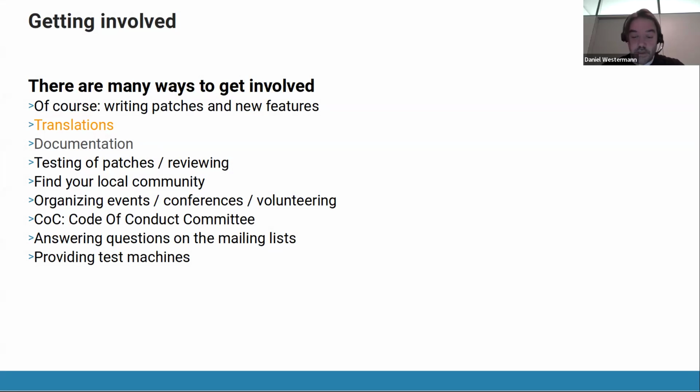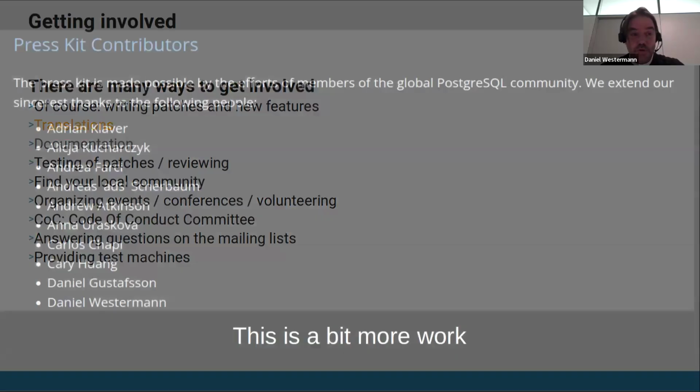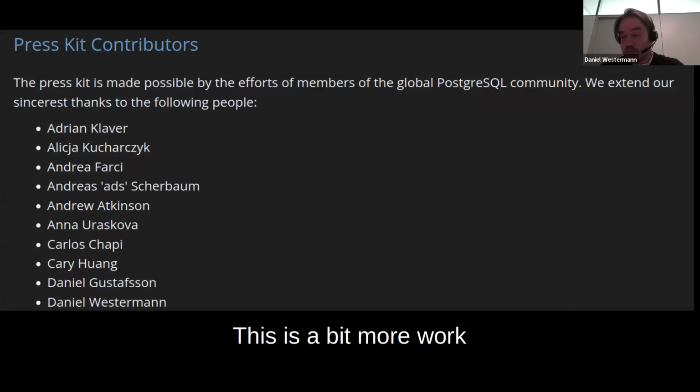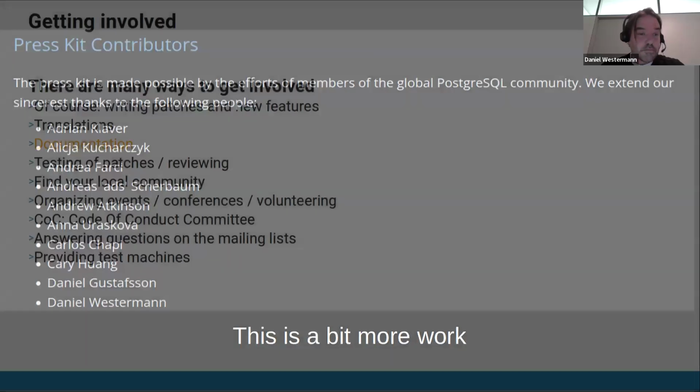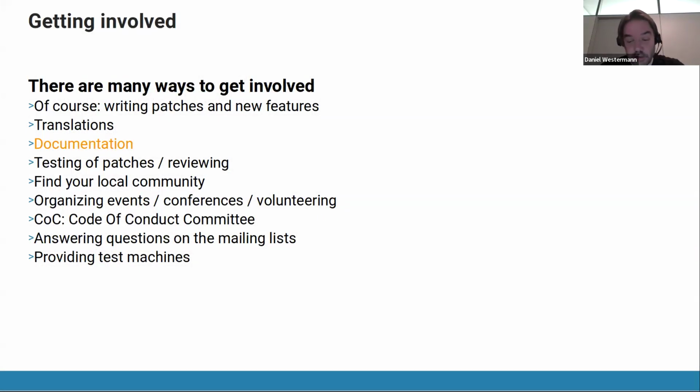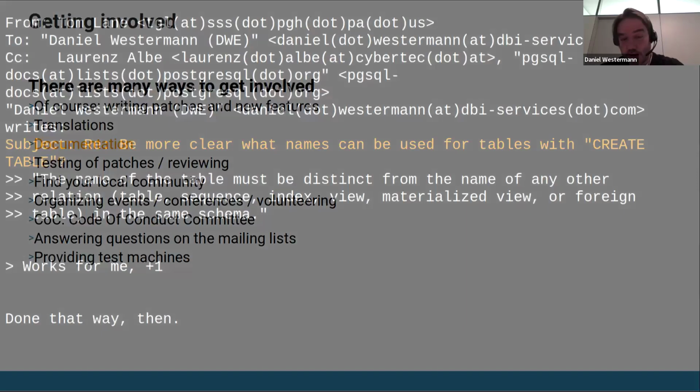You can also work on translations. This is a bit more work. For example, there's a press kit every year when a new Postgres major version is released. So that's several pages of technical English text, which has to be translated into all the other languages. This is something you could help with. You could help with the documentation, of course. Documentation is also tracked in Git.